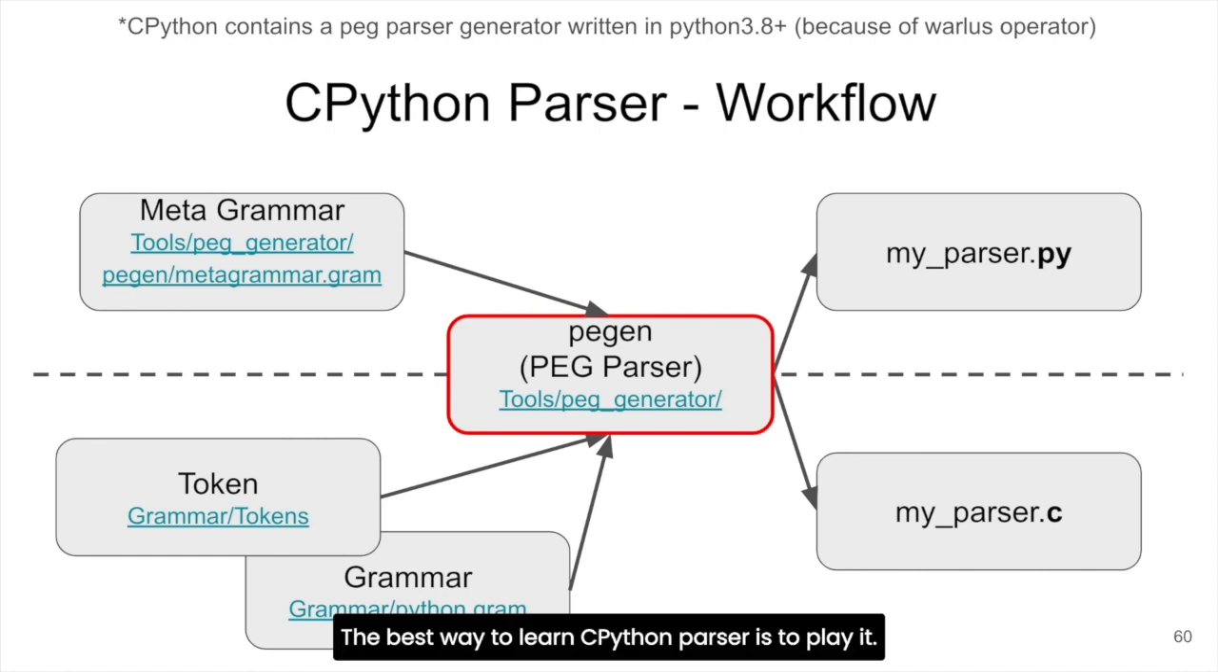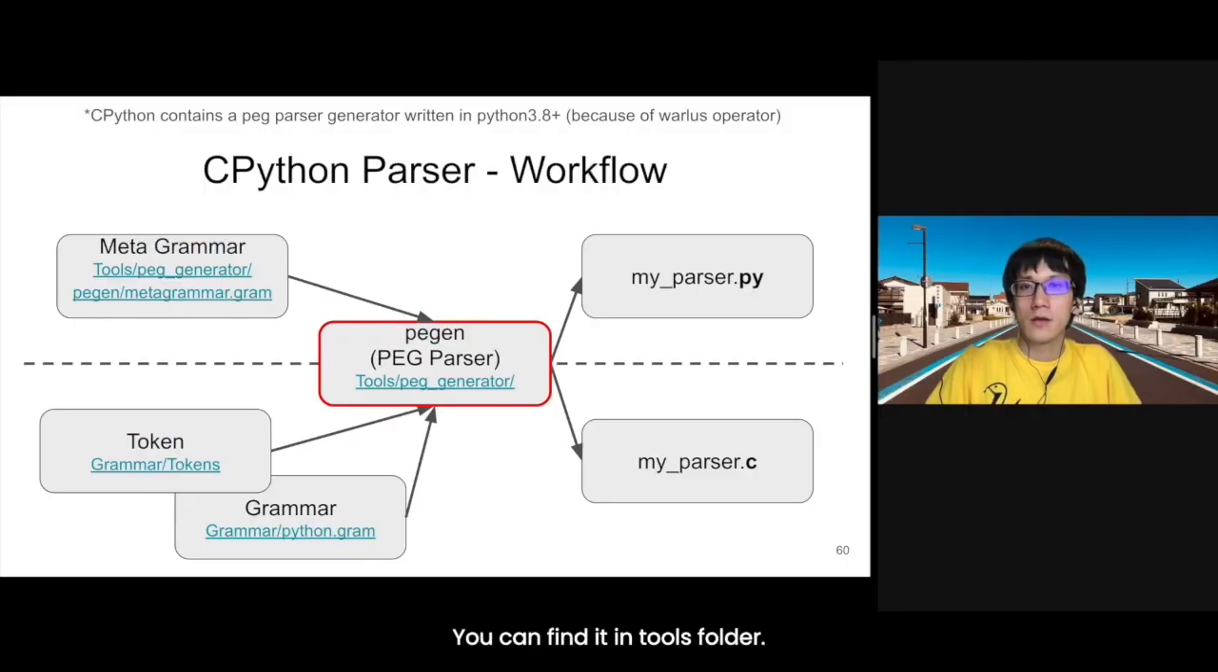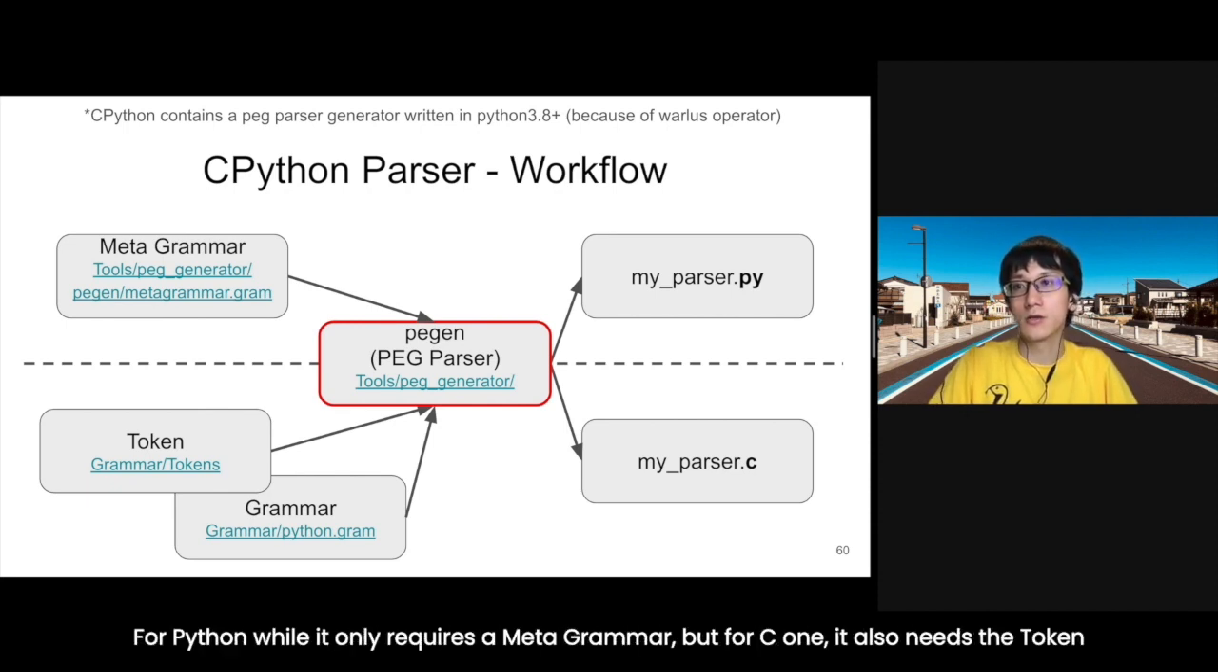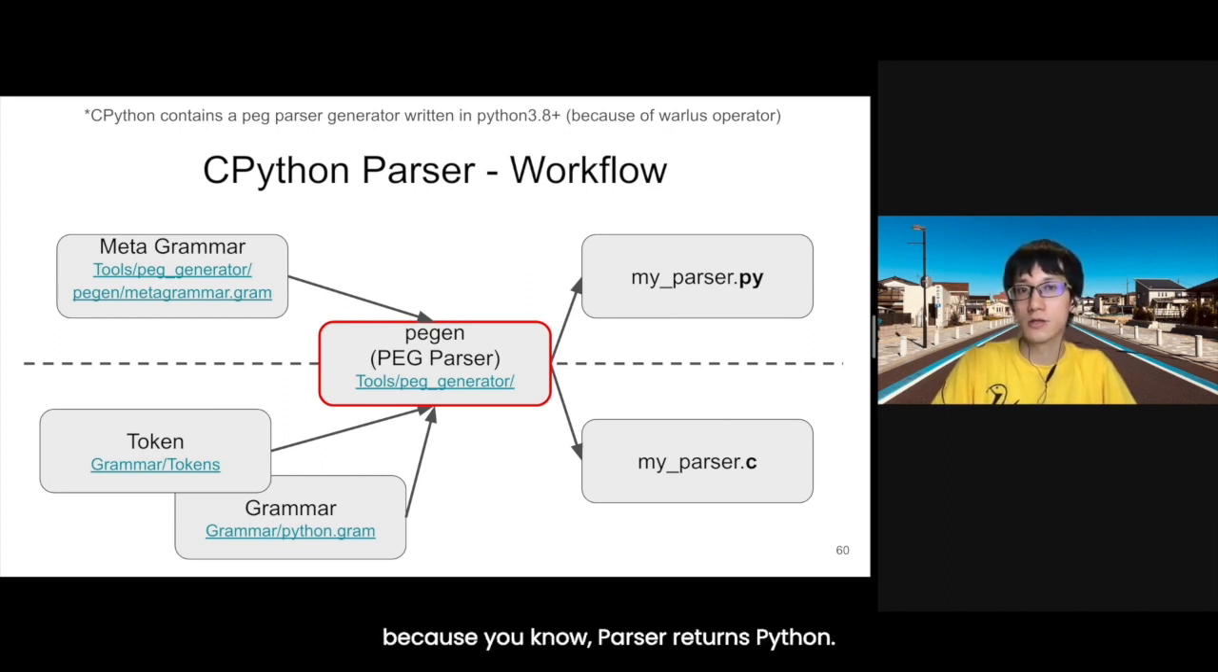The best way to learn the CPython parser is to play with it. You can find it in the tools folder. There is a thing called the PEG generator, and this is exactly the thing we talked about today, the PEG parser. It consumes the grammar and generates the parser. So it supports both the Python-based packrat parser and the C-based packrat parser. The input is slightly different. For the Python one, it only requires a metagrammar, but for the C one, it also needs a token file, because the parser is written in Python, so Python doesn't require a token file for itself.